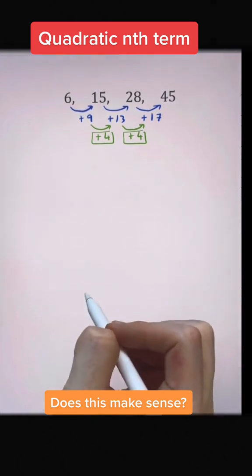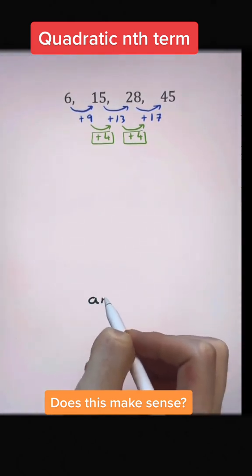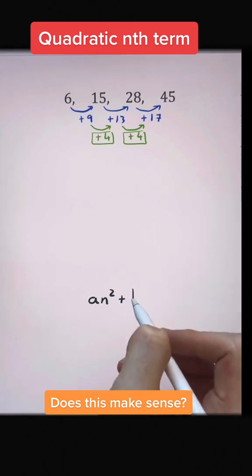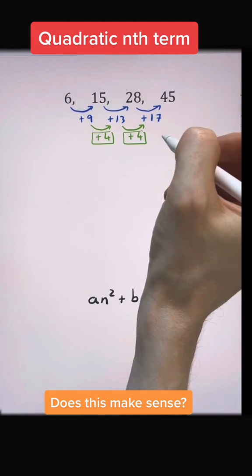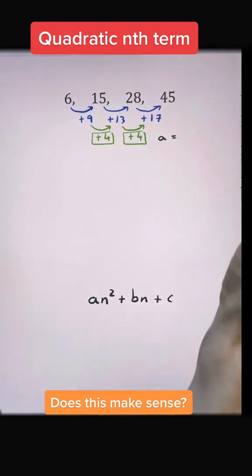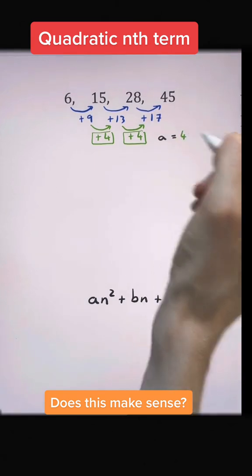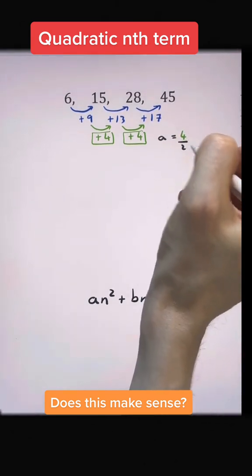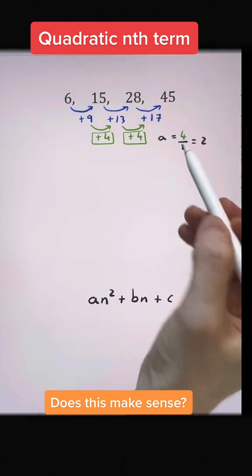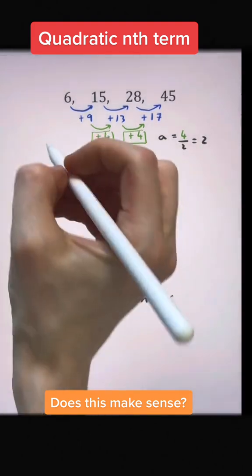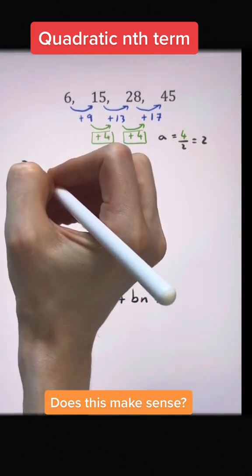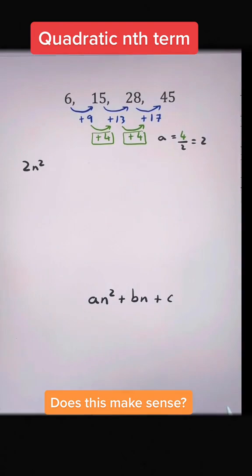We should note the general form of a quadratic sequence takes the form an squared plus bn plus c. The value of a is always my second difference, which in this case is 4, and we always divide by 2. Well, 4 divided by 2 gives us 2. Hence, in this case, a is 2. As I know a goes in front of n squared, I know my quadratic sequence must start in the form 2n squared.